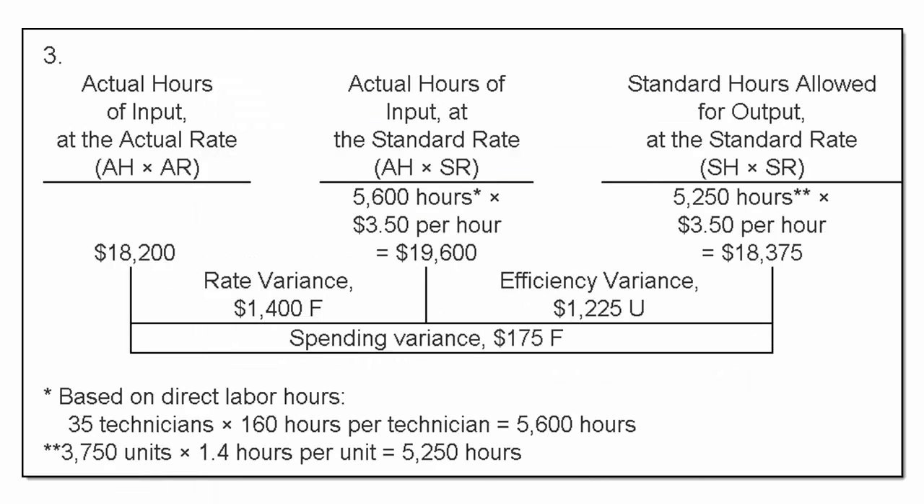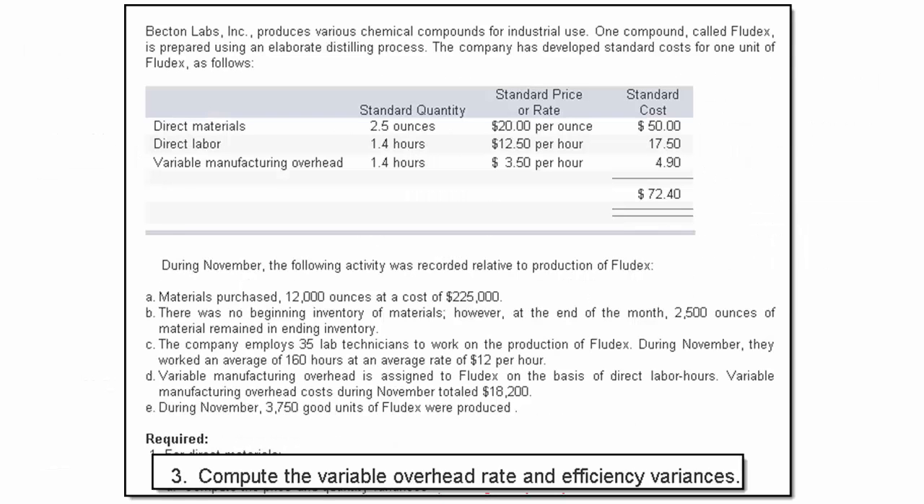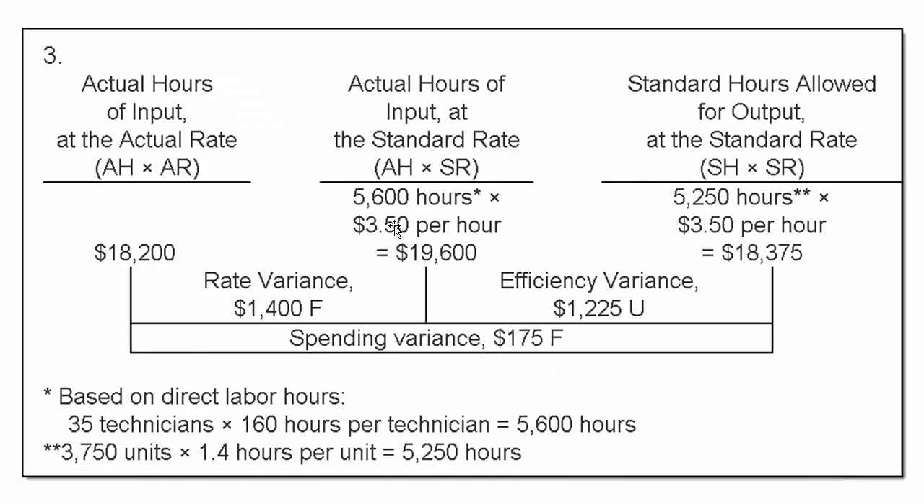All right, if we jump to the far right side, we see that the standard hours allowed for this level of output was 5,250. How did we come up with that? 3,750 units were produced at 1.4 hours per unit, so that's 5,250. The standard rate is 350 per hour. And the 350 per hour was developed as part of their process of developing the standards, probably right before the start of the year. Okay, so 5,250 times 350 tells us 18,375.